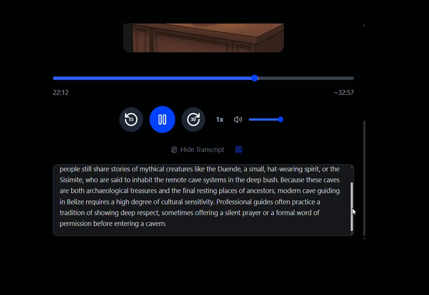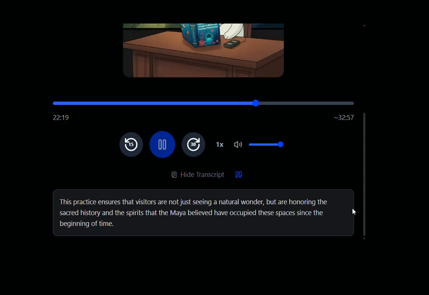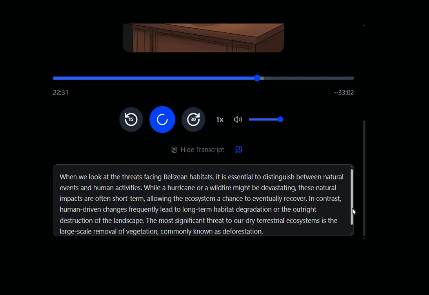Professional guides often practice a tradition of showing deep respect, sometimes offering a silent prayer or a formal word of permission before entering a cavern. This practice ensures that visitors are not just seeing a natural wonder, but are honoring the sacred history and the spirits that the Maya believed have occupied these spaces since the beginning of time.